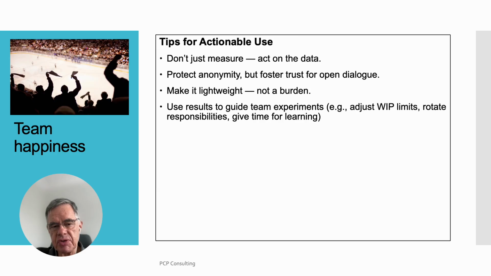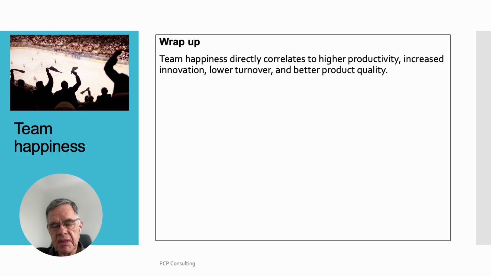Tips for actionable use. Don't just measure, act on the data. Protect anonymity, but foster trust for open dialogue. Make it lightweight, not a burden. Use results to guide team experiments. For example, adjust work in progress limits, rotate responsibilities, give time for learning. Wrap up. Team happiness directly correlates to higher productivity, increased innovation, lower turnover, and better product quality.